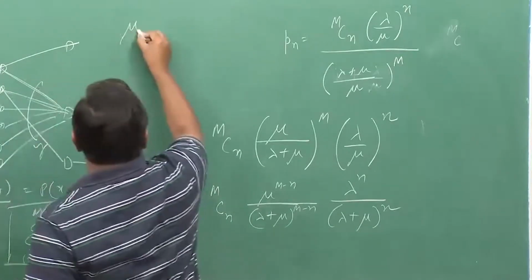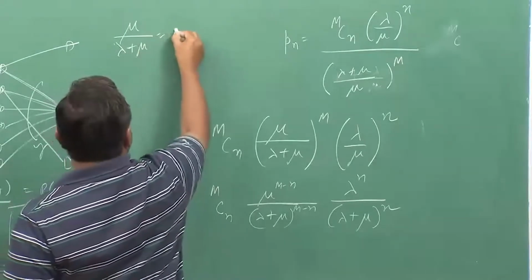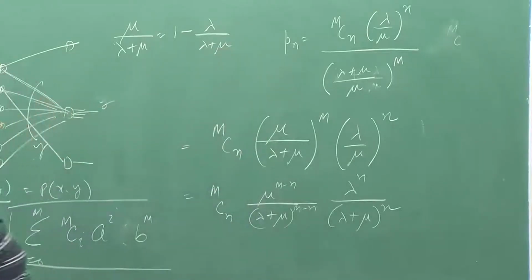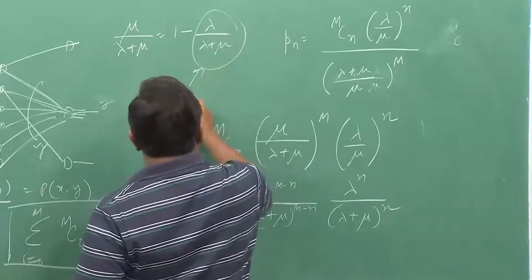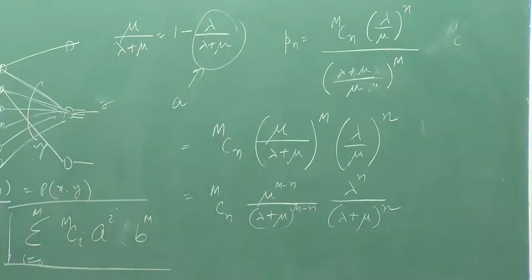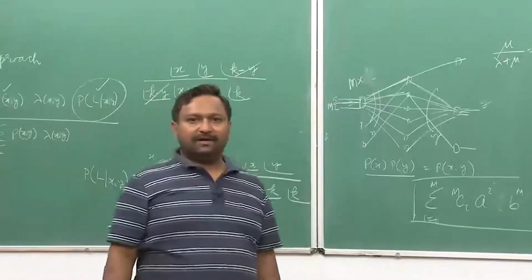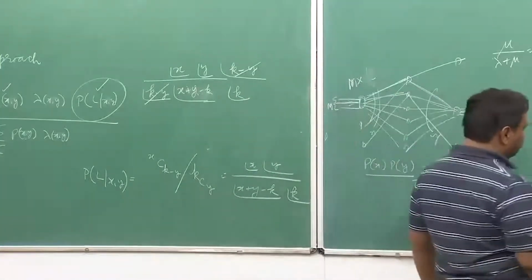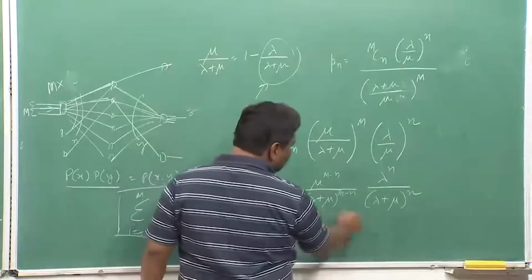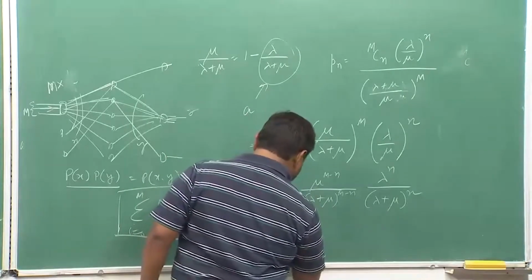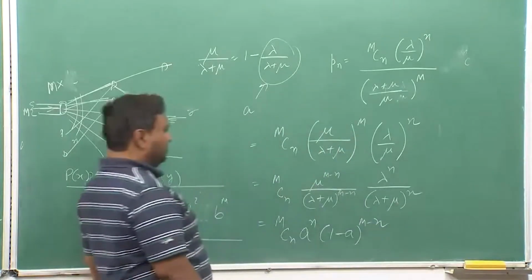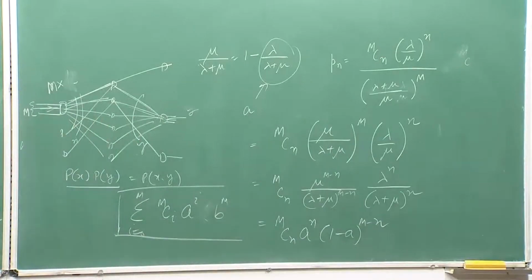Now mu divided by lambda plus mu is nothing but 1 minus lambda divided by lambda plus mu, and I call this A. I will give the interpretation of it. What does it mean? It technically means the loading of the telephone line, the line which is coming here at the input. So if I do this, this becomes 1 minus A and this becomes A. mCn A raised to the power n, that is what the probability Px will be.